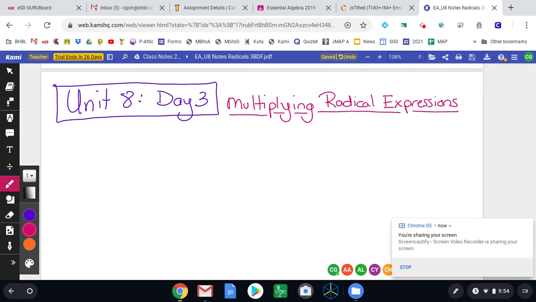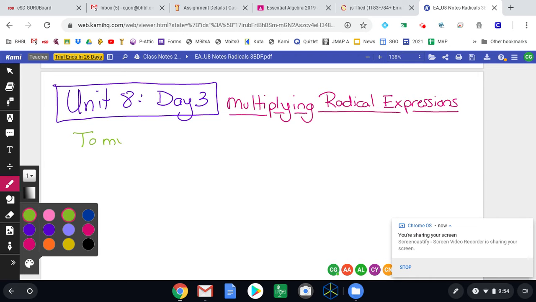Hi, everyone. Today we're going to be talking about our Unit 8, Day 3 notes, multiplying radical expressions. Multiplying radical expressions is actually going to be easier than adding and subtracting our radical expressions. To multiply our radical expressions, one thing we do have to be careful with is that they have to have the same index.